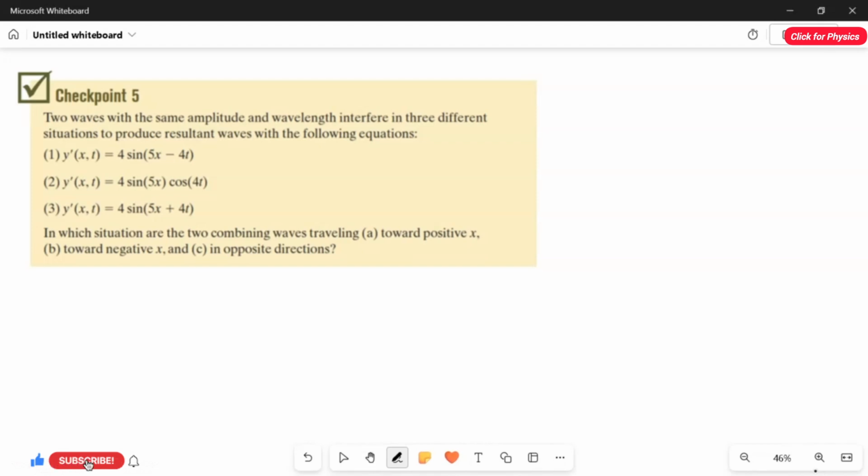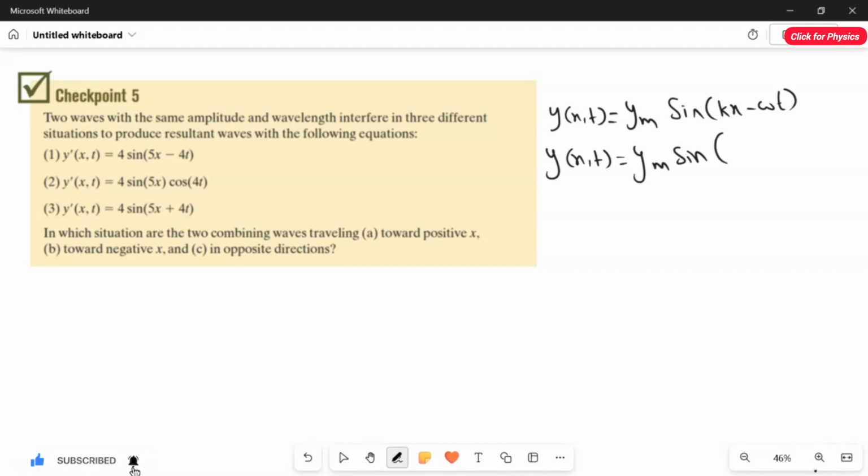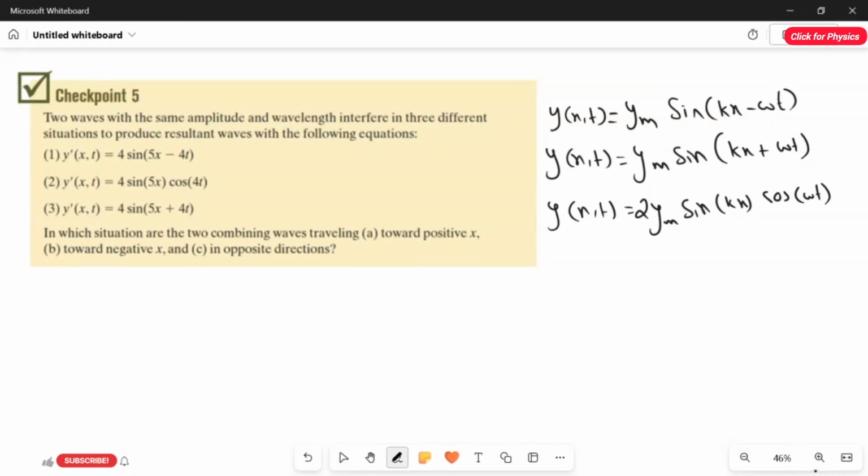In theory, we studied the wave equation, y(x,t) = ym sin(kx − ωt), and y(x,t) = ym sin(kx + ωt), and y(x,t) = 2ym sin(kx) cos(ωt). So we studied these three equations in the theory. What do these three equations say?